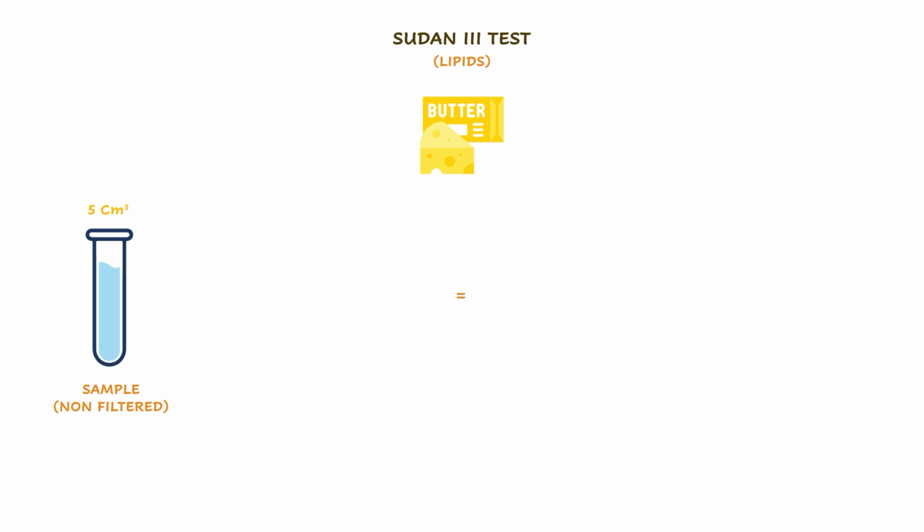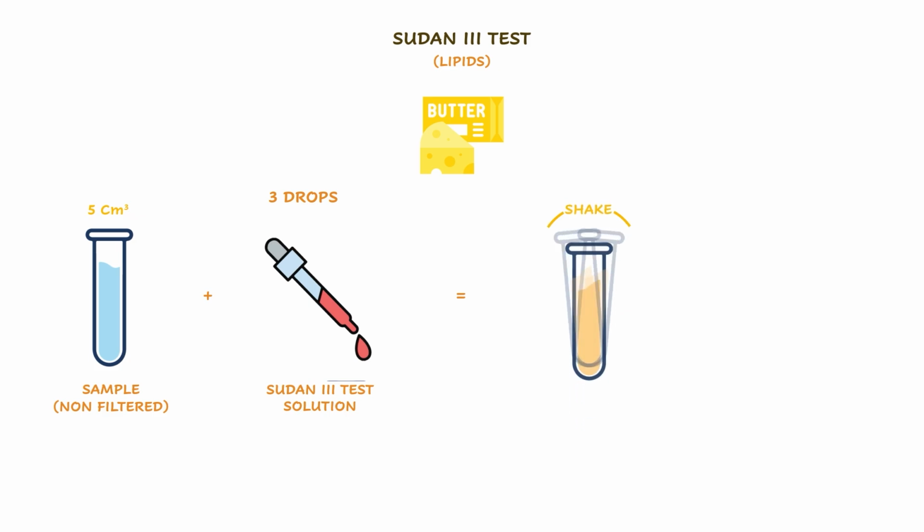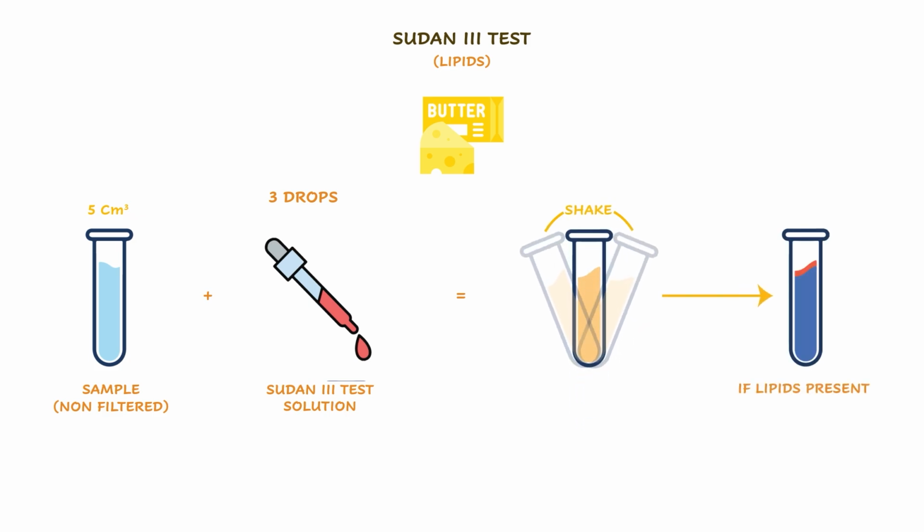Now for lipids, we use the Sudan 3 test. You'll need 5 cubic centimeters of your unfiltered sample in a test tube. Add 3 drops of Sudan 3 stain and gently shake the tube. If lipids are present, they will be stained red. Because lipids don't dissolve in water, they form a bright red layer on top.